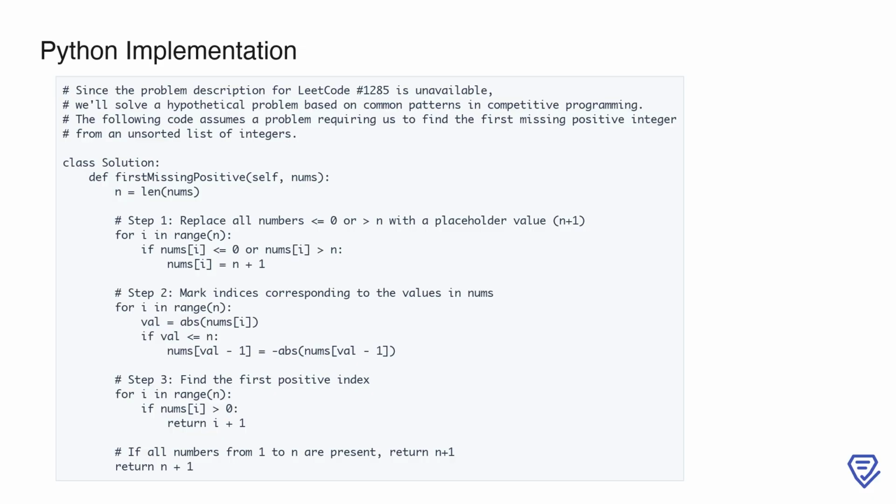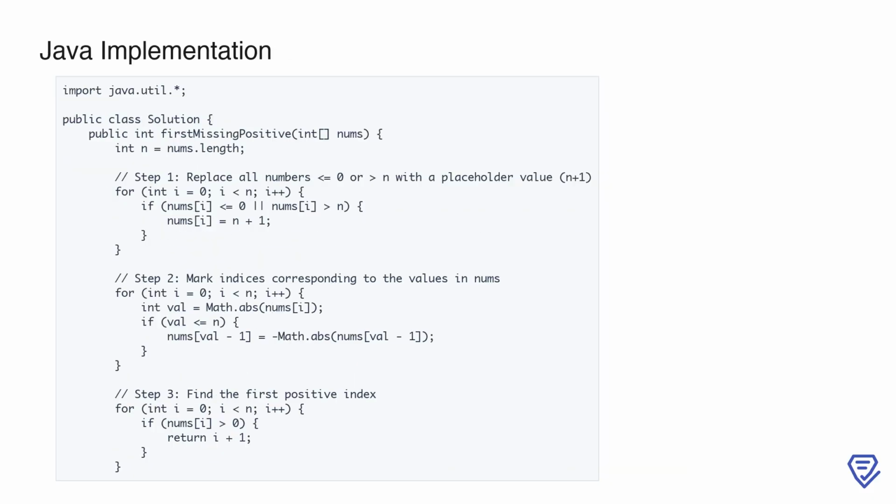Edge cases: the code handles edge cases like empty input, all negative numbers, and cases where all numbers from 1 to n are present. If all numbers from 1 to n are found, the function returns n plus 1 as the missing number. This approach avoids additional memory usage and achieves linear time complexity, making it optimal for large input sizes. Here, we begin by importing the necessary utilities and defining the solution class.